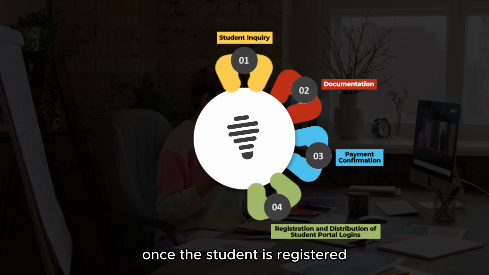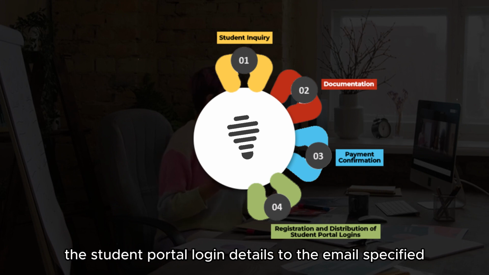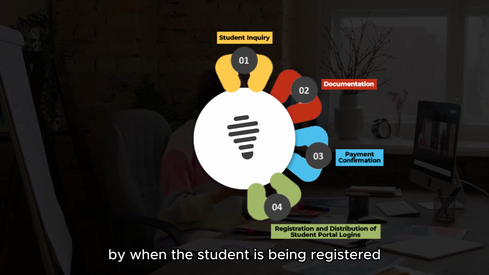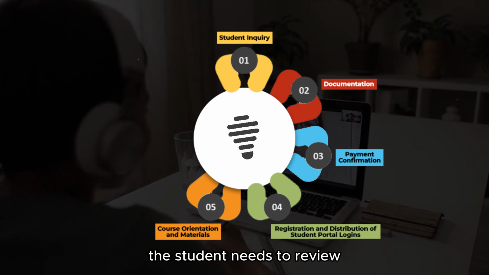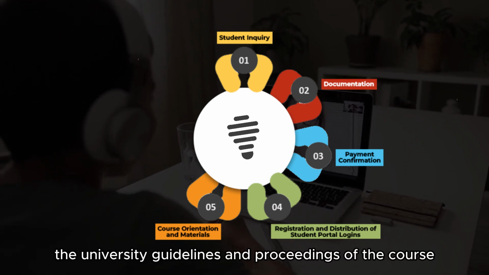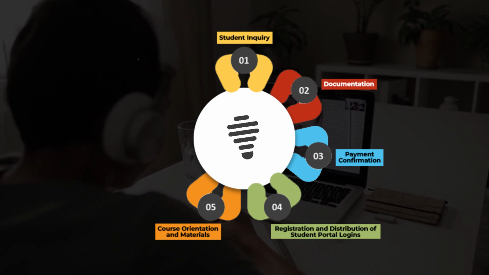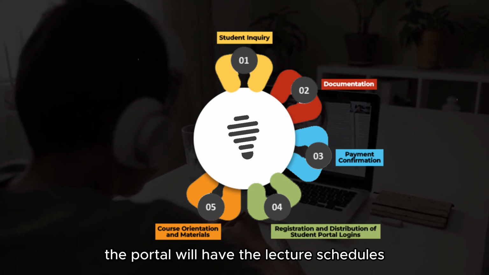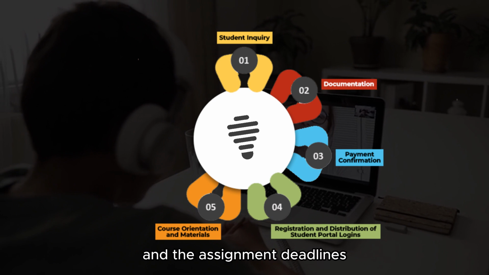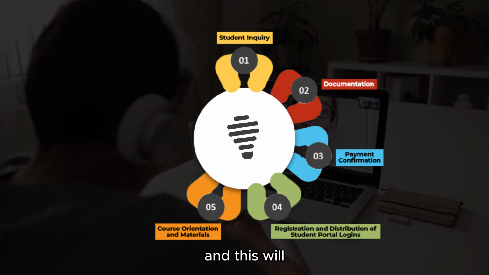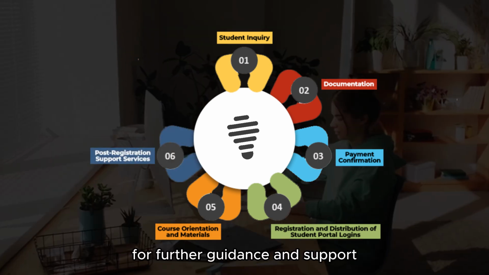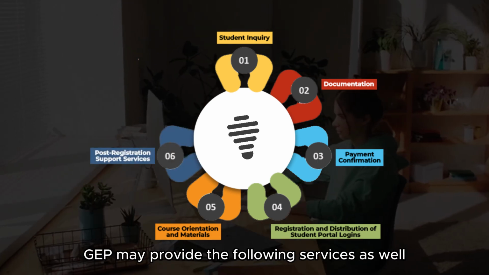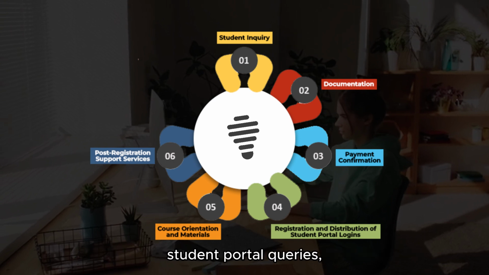Once the student is registered, the university will send the student portal login details to the email specified when the student is being registered. Once the student receives the logins for the portal and the email, the student needs to review the university guidelines and proceedings of the course. The portal will have the lecture schedules, course materials and the assignment deadlines, and this will allow the student to proceed through the course.